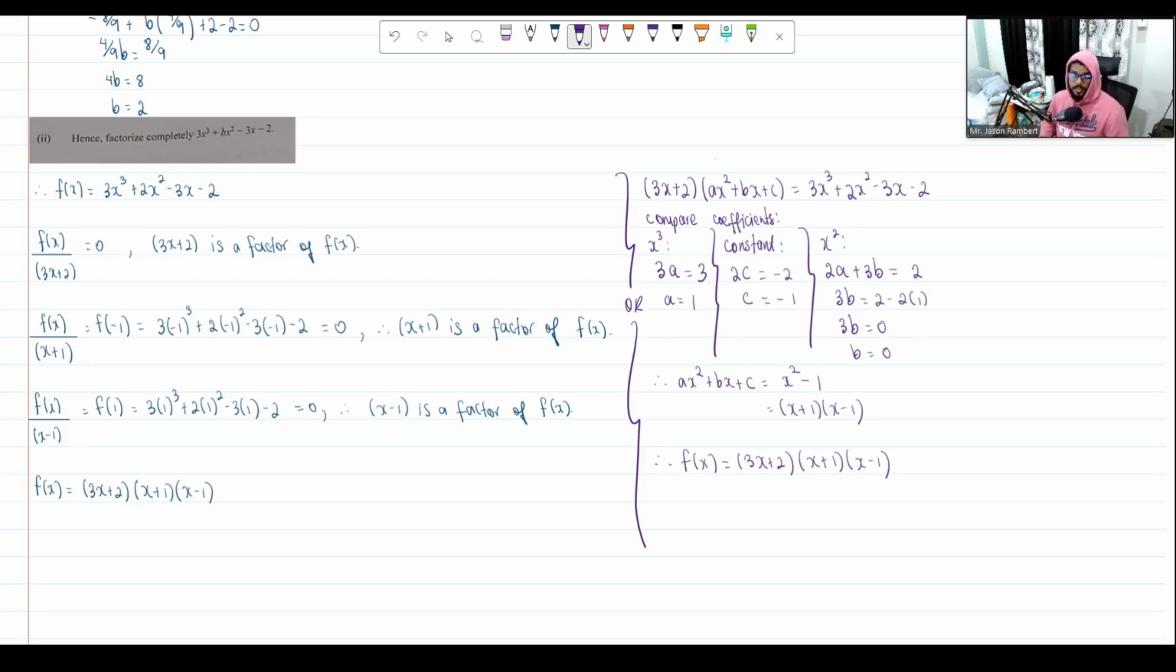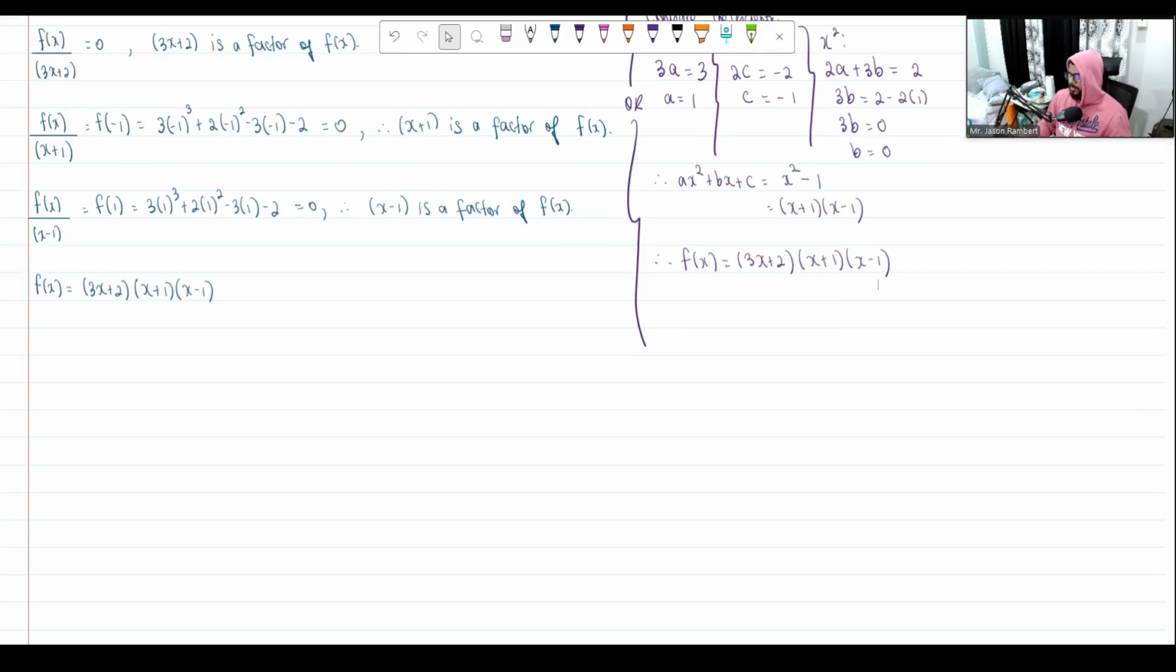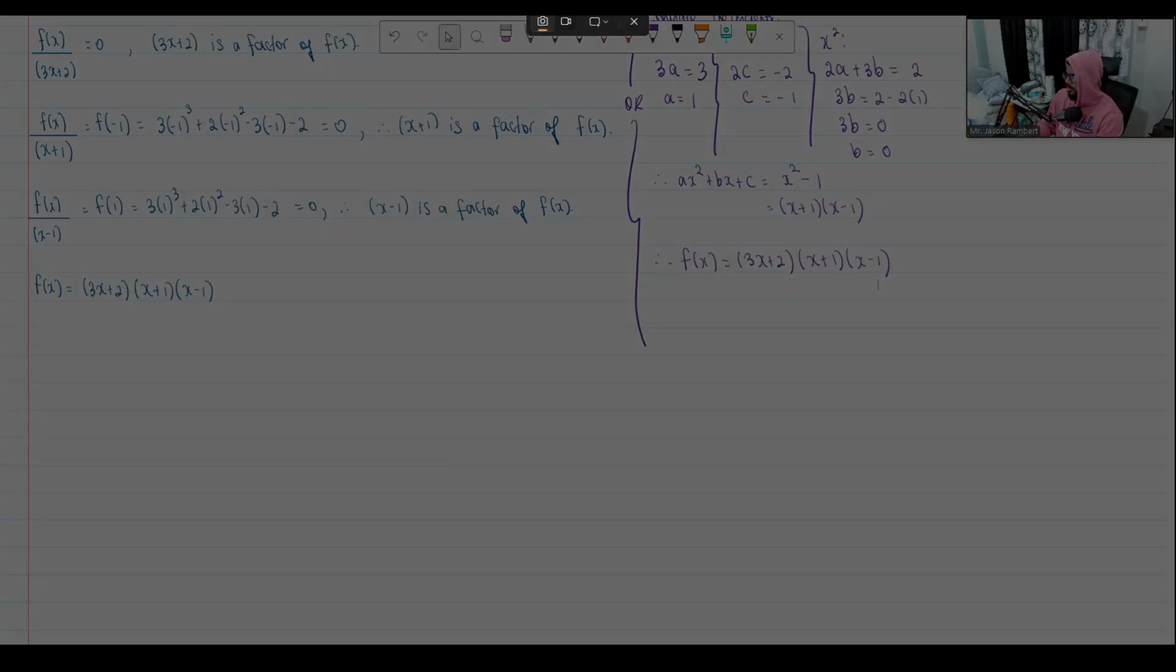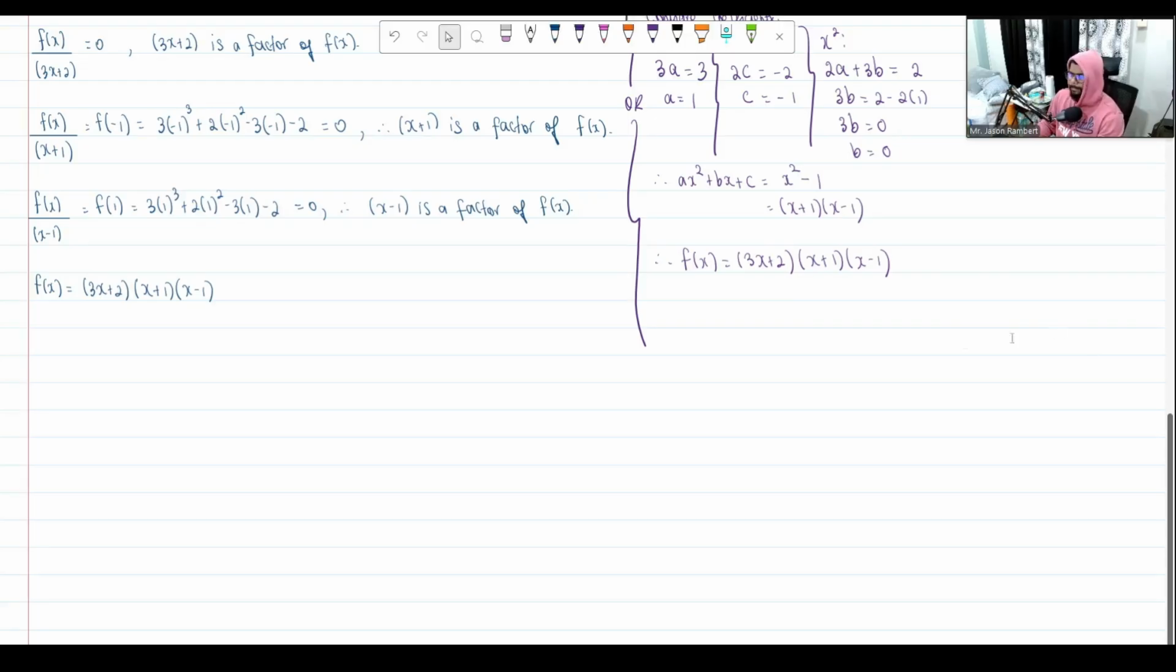The next way is by long division. And I don't think you need to go through the long division process once you understand these two processes.